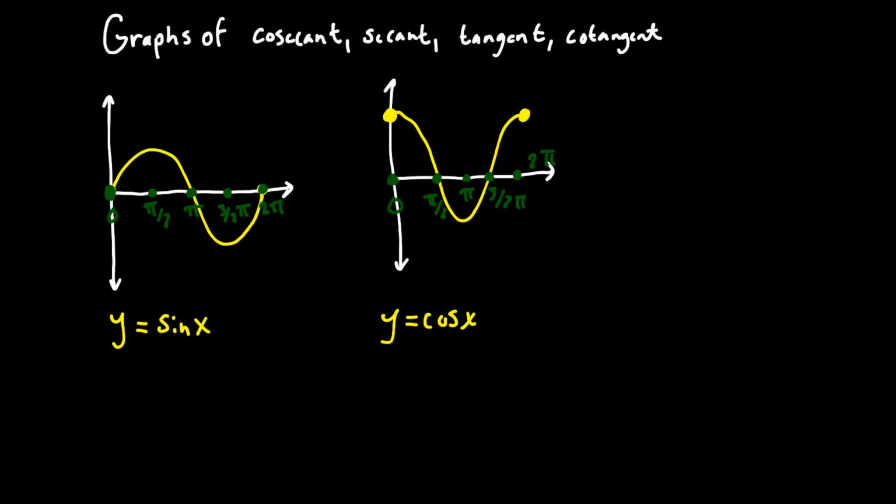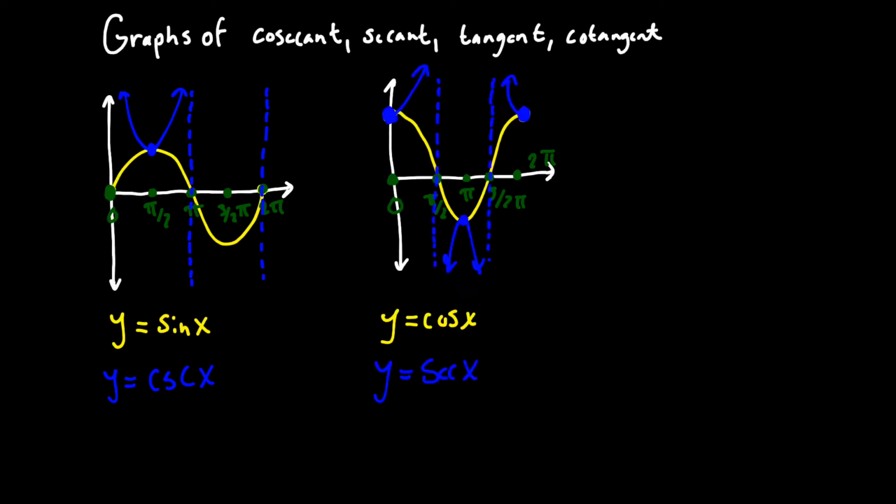Beforehand, though, let's go ahead and sketch what it's going to look like. For cosecant x, our graph will look like the following, and for secant x, our graph will look like the following.